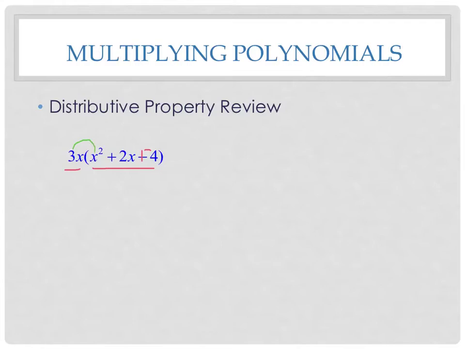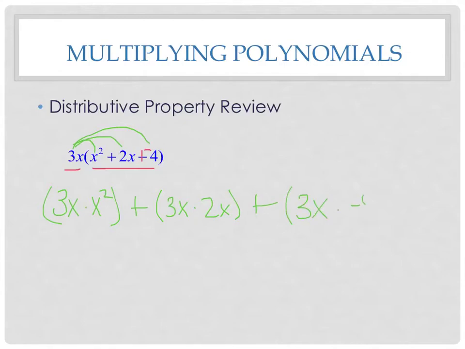So I'm going to take the 3x times the x squared, plus the 3x times the 2x, plus the 3x times the negative 4. So with that, now I have to remember how to multiply numbers or variables with the same base. And that goes back a couple of chapters.